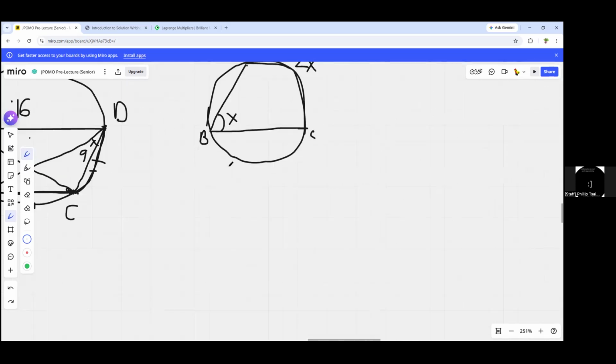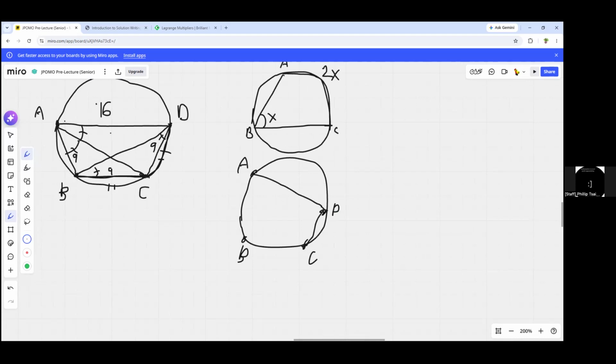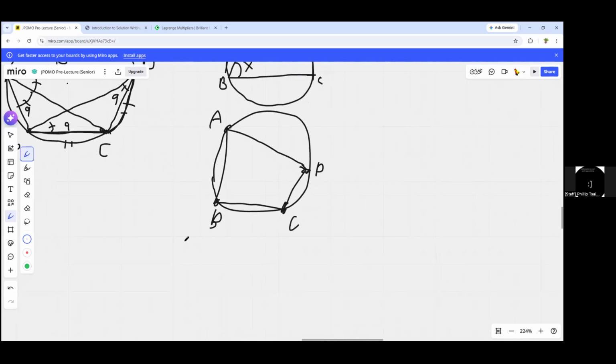Ptolemy's in this case is referring to Ptolemy's theorem, where if there's a cyclic quadrilateral ABCD, then AB times CD plus AD times BC is equal to the product of their diagonals. So that is AC times BD.